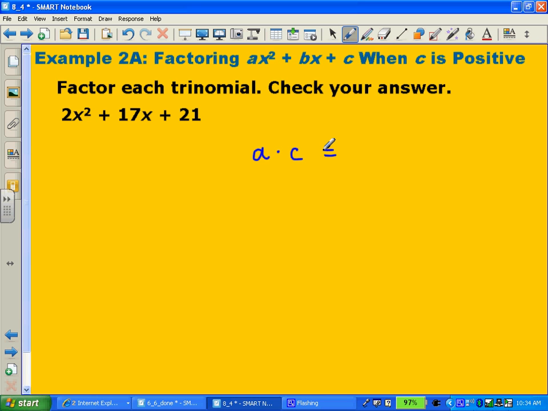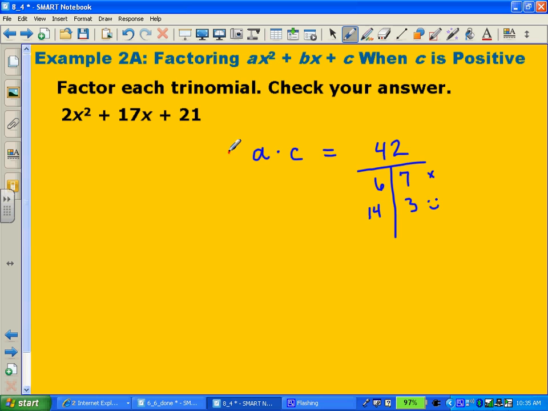If I do that, 2 times 21, I'm going to get 42. Now the next thing I want to do is come up with factors of 42 that add up to 17. When I think of 42, the first thing I think of is 6 times 7. But 6 plus 7 is 13, so that doesn't work. So I need to think of some other factors. Another factor pair is 14 and 3. You can see that that does add up to 17. So that's the combination we want.